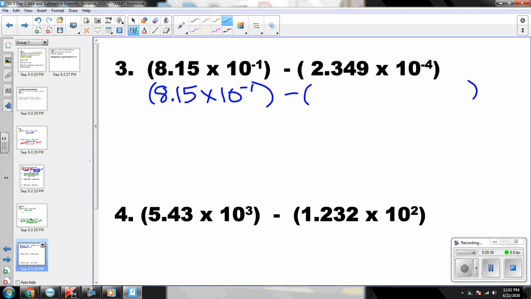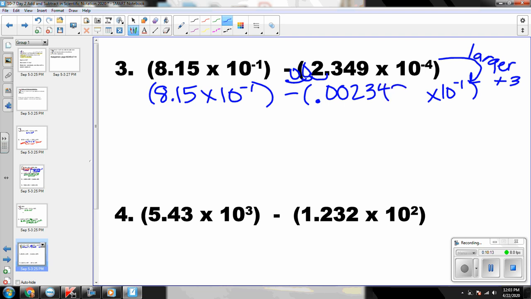And I'm going to change my second number so it's times 10 to the -1. Well, what do I do to -4 to get -1? I make it larger. What do I add to -4 to get -1? I add 3. So I'm making it larger by 3. So what I need to do with this number, the 2.349, is make it smaller by moving my decimal point 3 places to the left. That's how you get a smaller number, to the left. So here's 1, 2, 3. So this would be a 0.002349. Now I have common exponents.